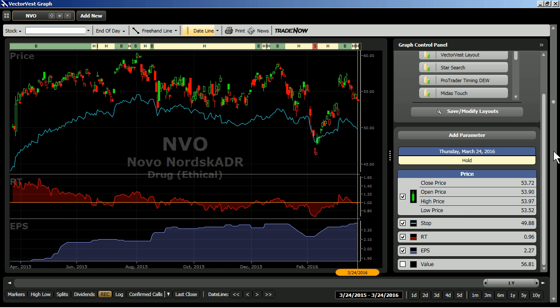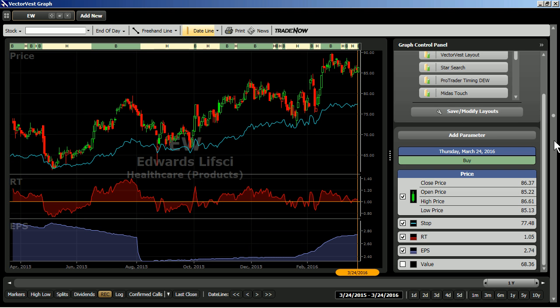Novo Nordisk, not so much, right? It's got that disjointed volatility to it. That graph pattern is very troublesome for a longer-term minded type of investment, and that's just not the kind of graph pattern that we'd feel more comfortable with in our portfolio. And so you get the idea.